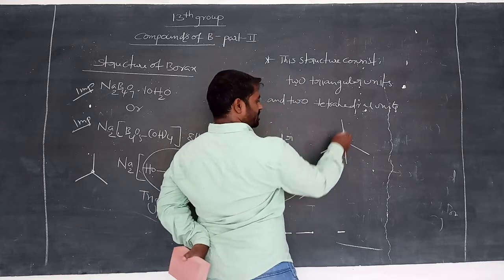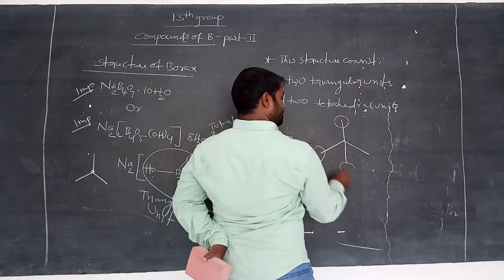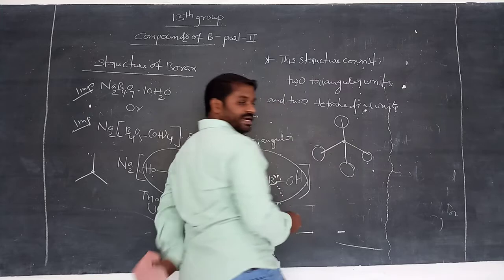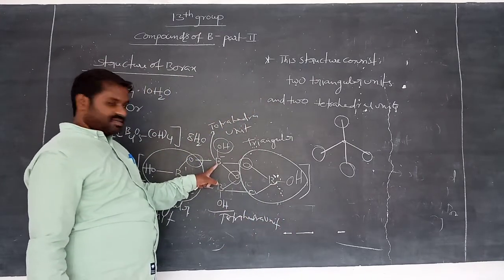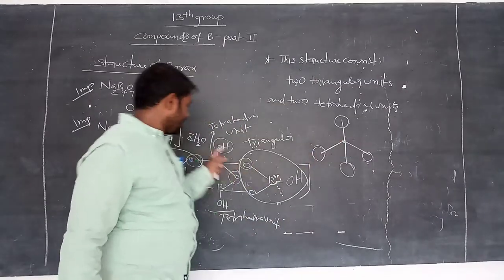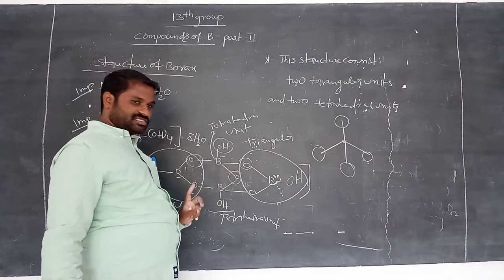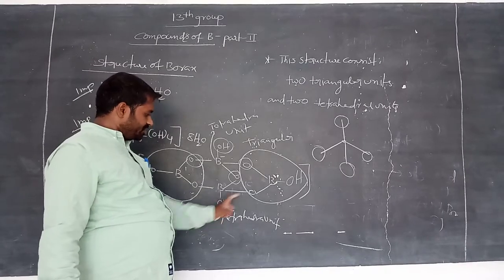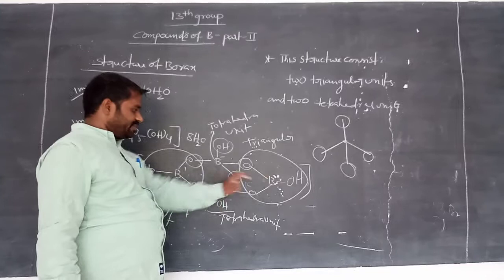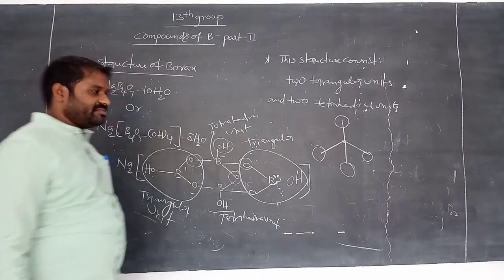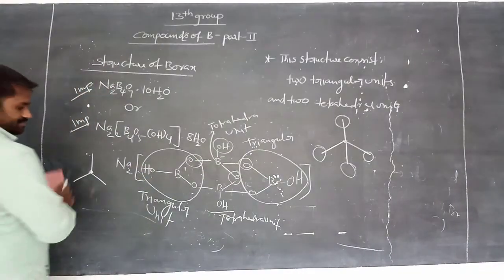This is boron. This is one atom, tetrahedral. If you observe here, this is the central atom like this, and 1, 2, 3, 4 bonds. Come to here, 1, 2, 3, 4. Two tetrahedral arrangements and two triangular arrangements are possible. Okay.